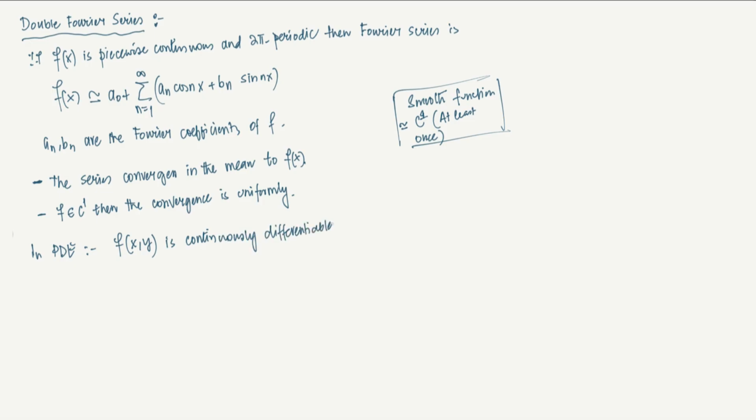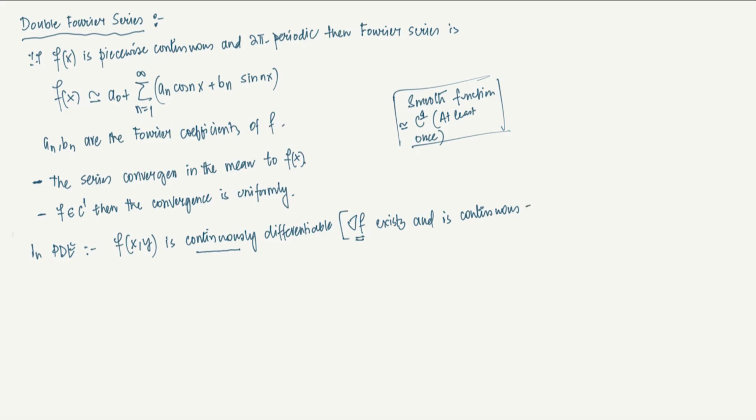This is a two variable function, so whenever we say differentiable, we mean that the gradient of f exists. Let's say this is differentiable everywhere, so the gradient exists everywhere. When we say continuously differentiable, it means the derivative function, which we identify with the gradient in our case, is continuous.